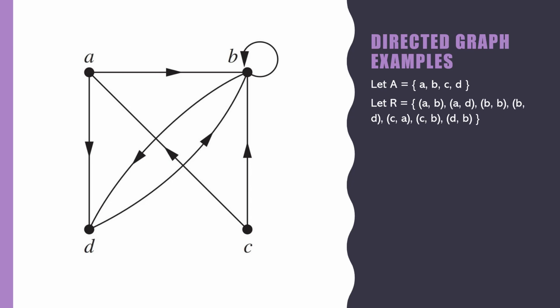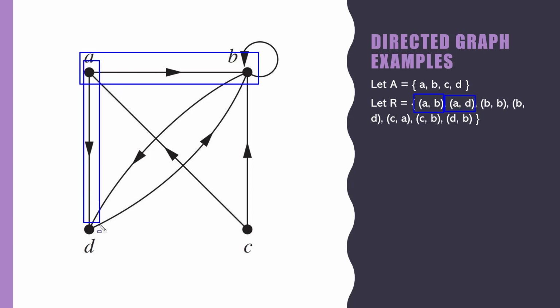Now let's make sure we understand every one of those. AB, our first one, is from here to there. Notice how it's directed from A to B. We have AD as our next pair. Notice again, it's pointing from A to D. That's our initial and that's our terminal.